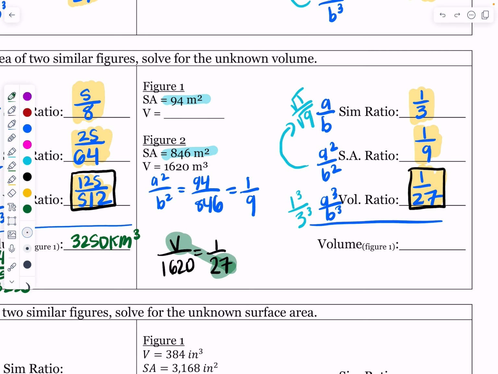Goodness gracious, y'all. Hold on one second. There we go. 27V is going to be equal to 1 times 1620, which is 1620 when I cross multiply. And so what I'm going to end up doing is dividing by 27 on both sides. And so when you do 1620 divided by 27, you're going to get 60. So my volume is going to be 60. What are my units? Meters cubed. So that smaller volume is going to be 60 meters cubed.